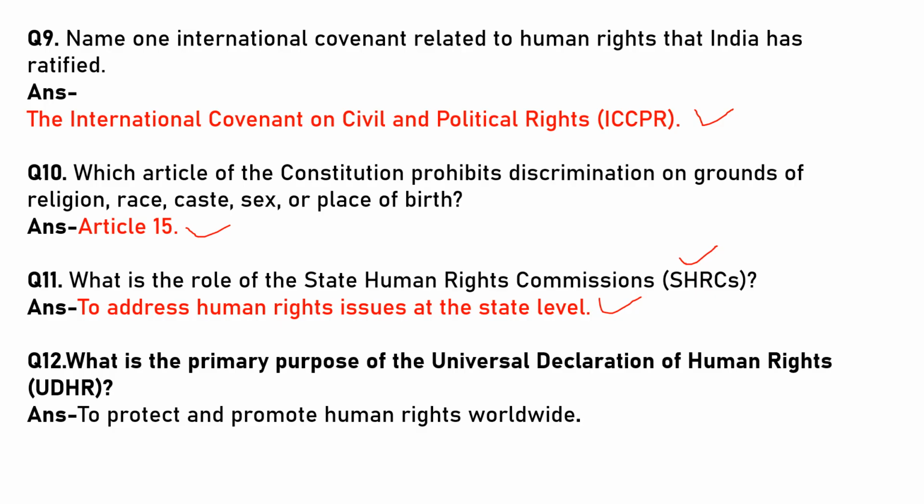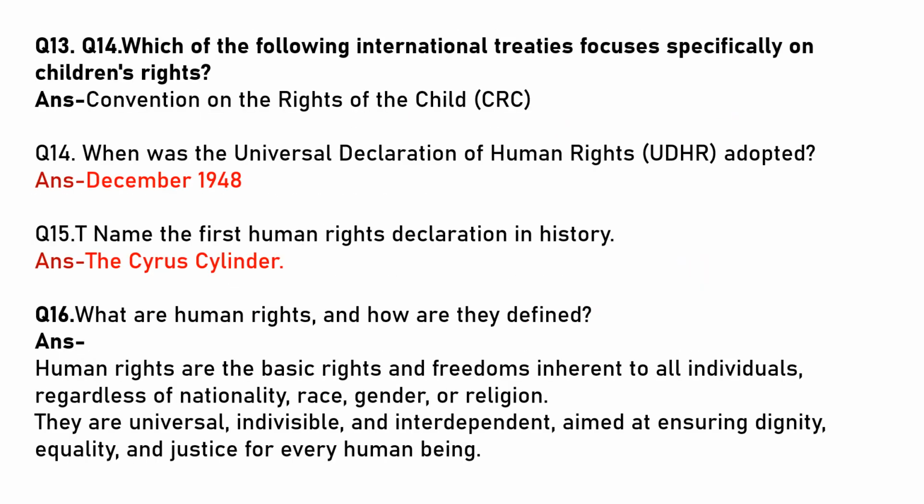What is the primary purpose of the Universal Declaration of Human Rights, UDHR? To protect and promote human rights worldwide. Which of the following international treaties focuses specially on children's rights? That is CRC in short, Convention on the Rights of the Child. When was the Universal Declaration of Human Rights adopted? In December 1948, 10th December. So on 10th December we observe Human Rights Day.